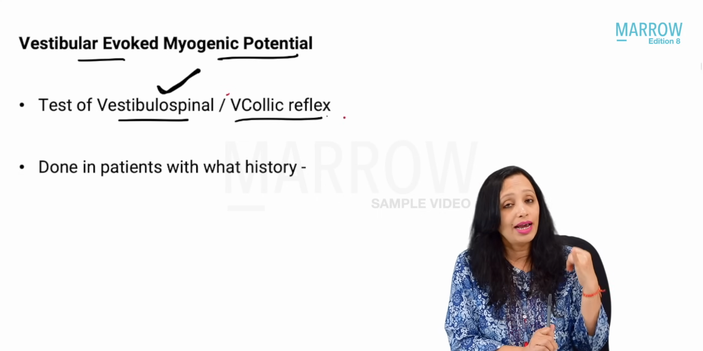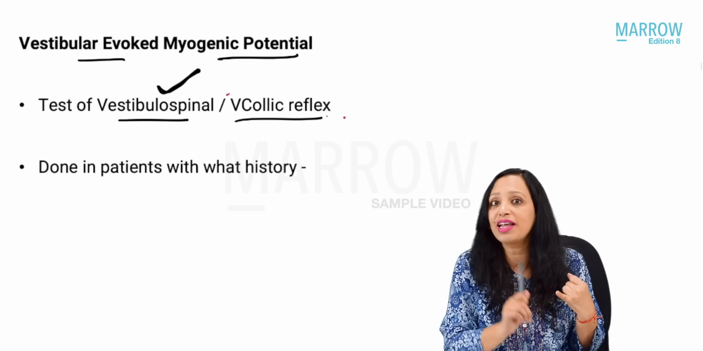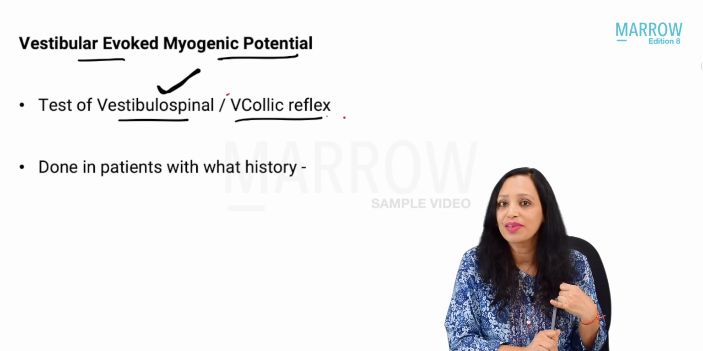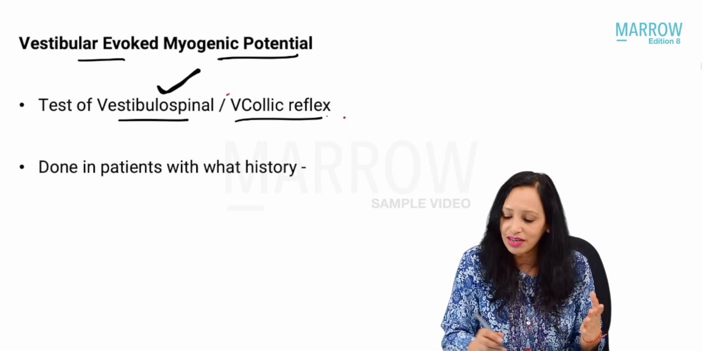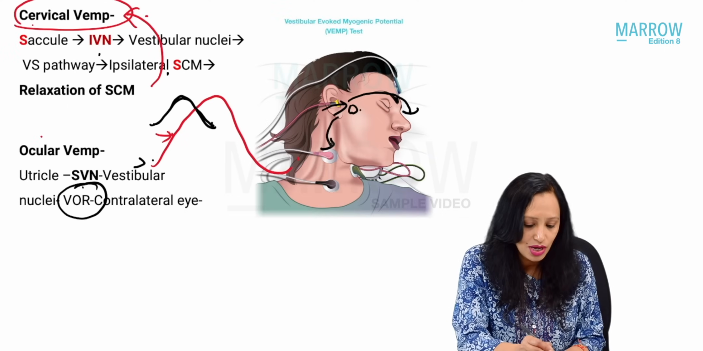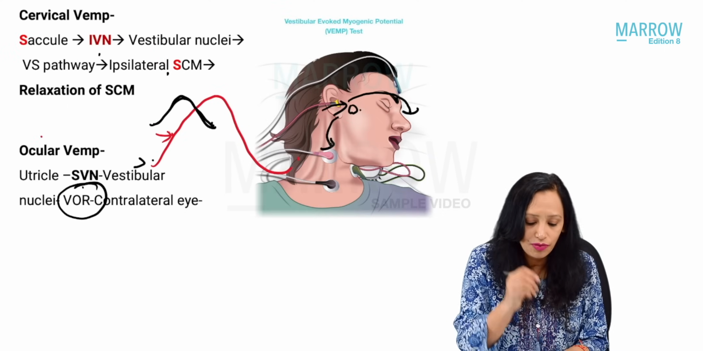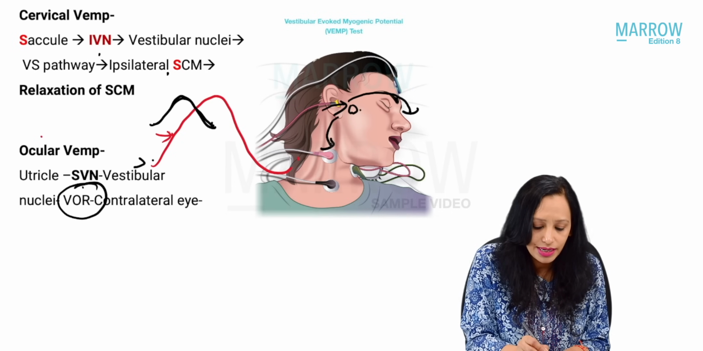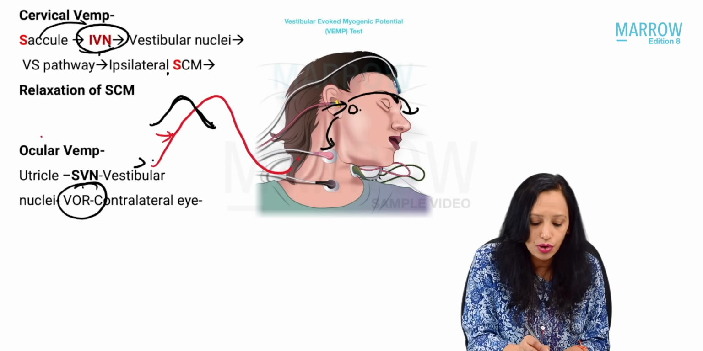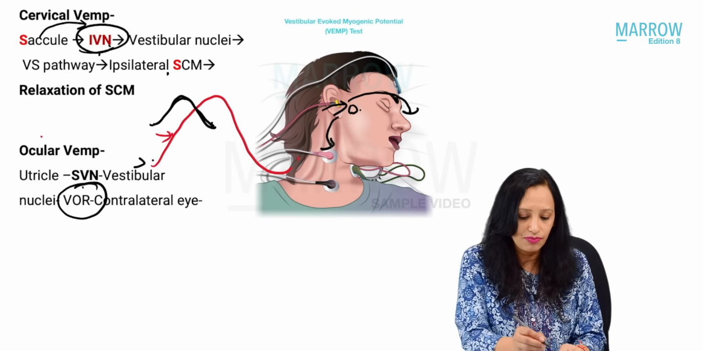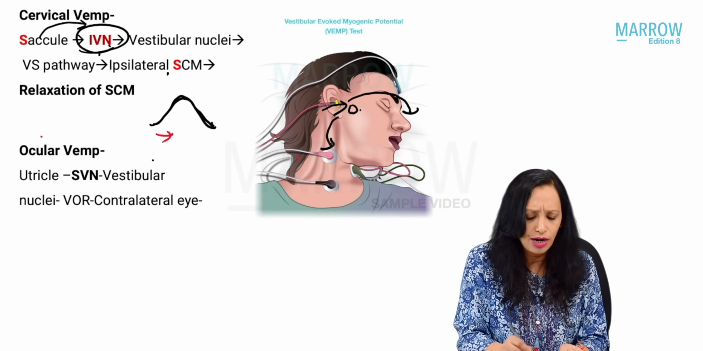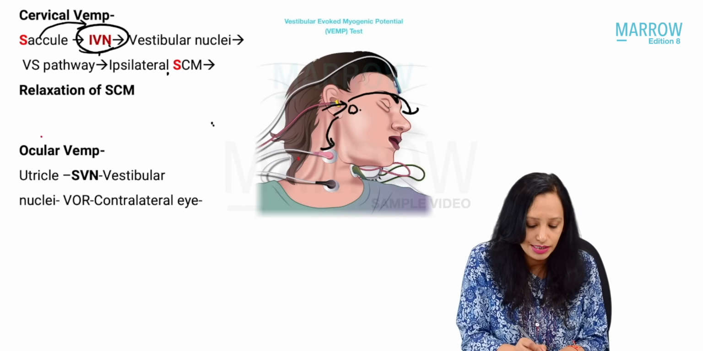Now tell me, again has been asked that cervical VEMP test, which vestibular nerve does it test? Yes, it tests the inferior vestibular nerve. Yes or no? Cervical VEMP, that was a question of your exam. Cervical VEMP tests the inferior vestibular nerve. It is going from the saccule through the inferior vestibular nerve. Whereas this one has not been asked, but yes, maybe it can be asked later on.